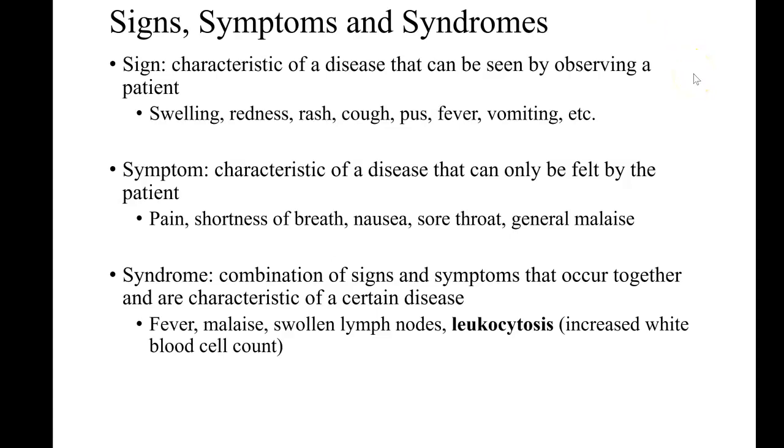So, we're going to get into a little more with diseases and talk about signs, symptoms, and syndromes, and then kind of go through the progression of a disease. So, a sign is going to be something that can be observed on the patient. This is going to be characteristic of a disease that you as a clinician can actually observe. So, you would be able to observe if there was swelling or redness.